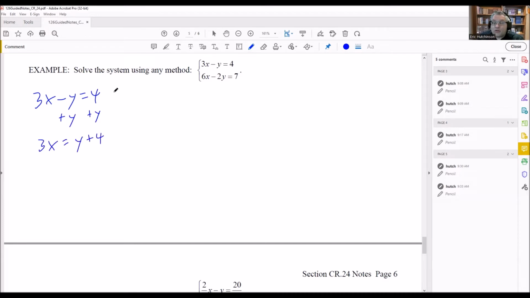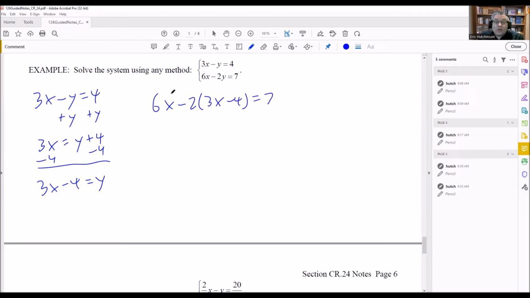3x equals y plus 4. Then I'm going to subtract 4 from both sides. So I get 3x minus 4 equals y. Now that I've solved for y, I want to put it into the other equation. Don't put it into the first one, otherwise everything is going to cancel out. We'll put it in the second equation. So I have 6x minus 2 times (3x minus 4) equals 7.